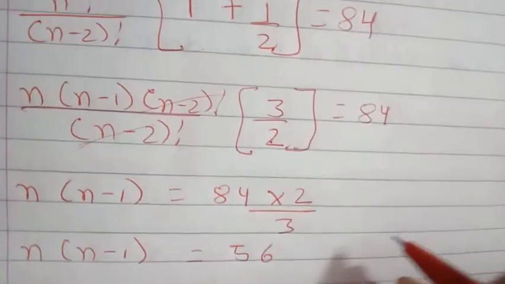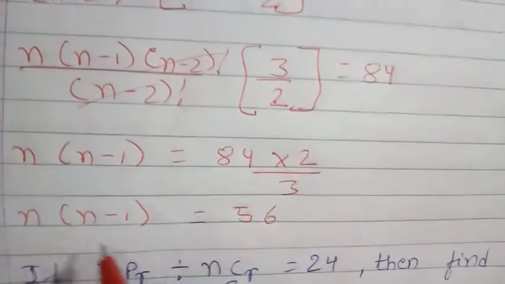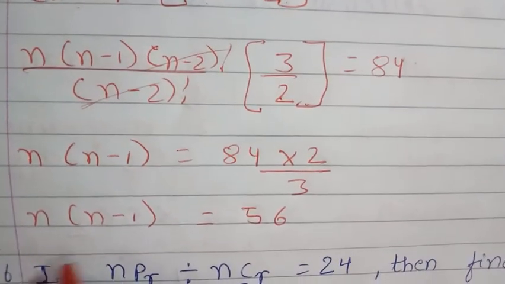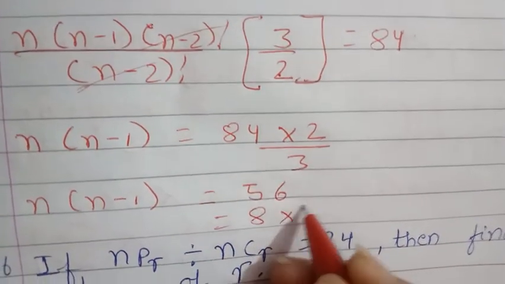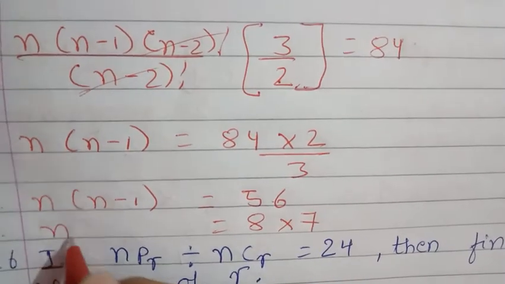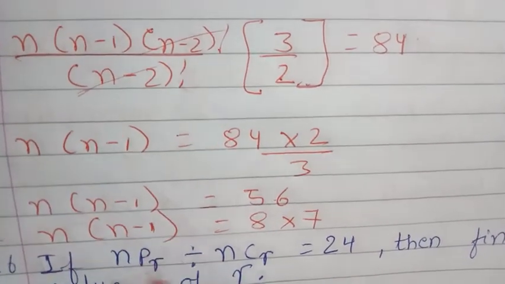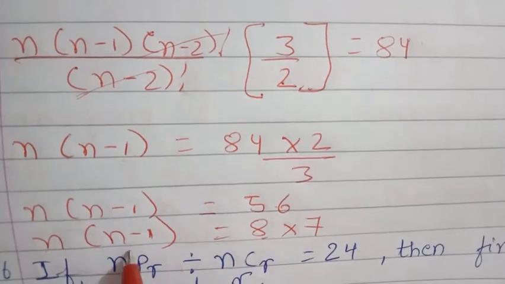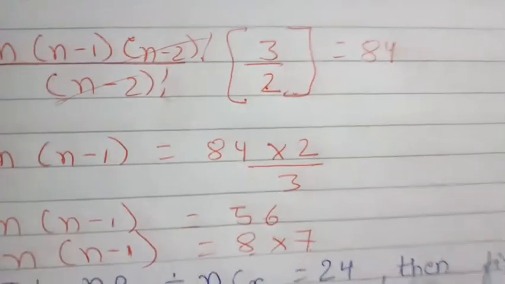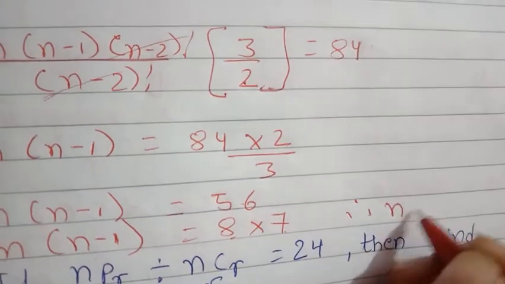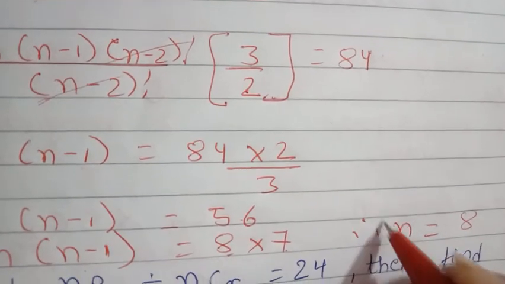Now n into n minus 1, so multiplication we can easily find out, that is 8 into 7 is 56, and that is n into n minus 1. So the value of n is 8 and the value of n minus 1 is 7. So therefore n is equal to 8.